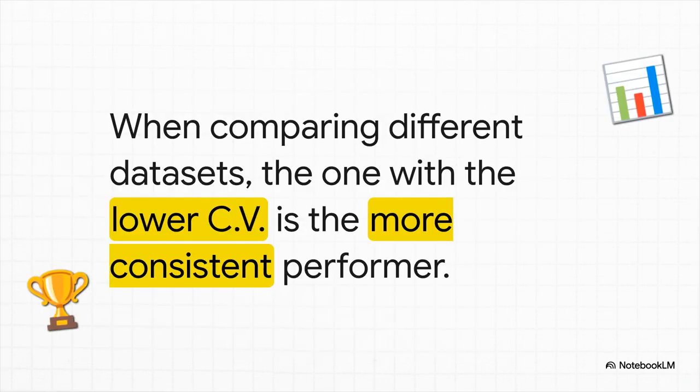So what does the CV tell us about our two regions? Well, for the big region, the CV comes out to about 12%. For the smaller region, even though its standard deviation was lower, its CV is actually a bit higher, around 13%. So, surprise, the larger region is actually the more consistent performer. The takeaway is simple. A lower CV always means more consistency.